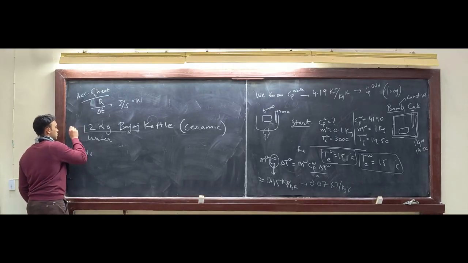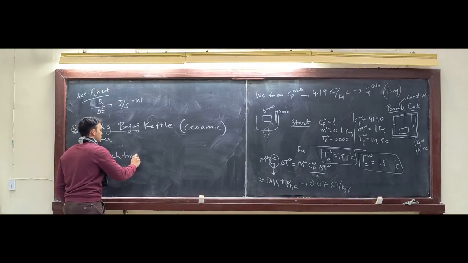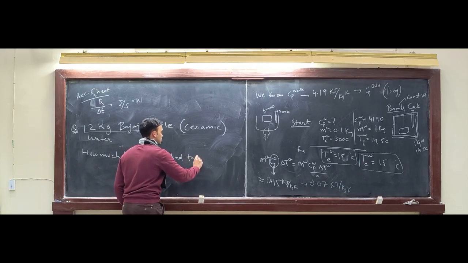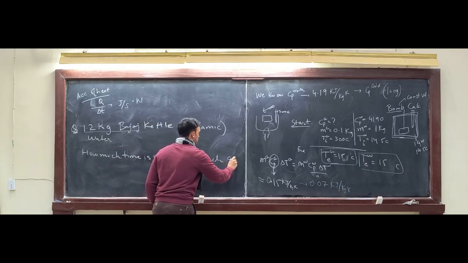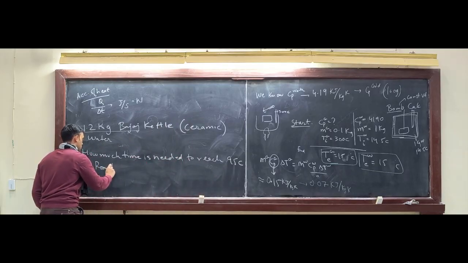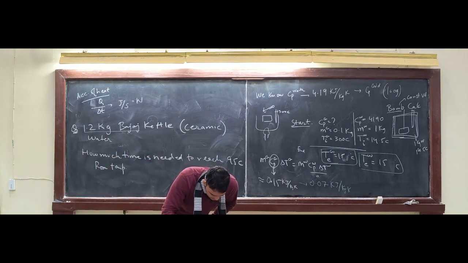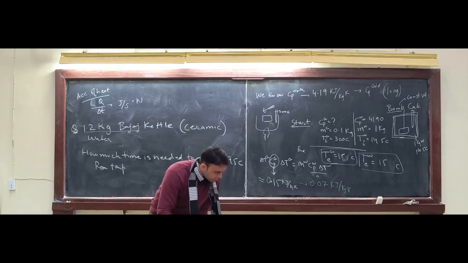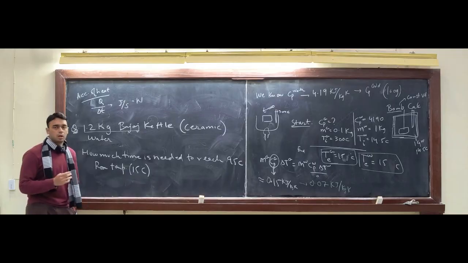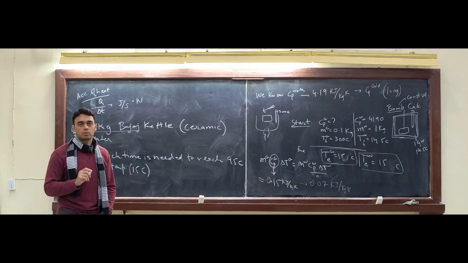So how much time is needed to reach 95 degrees Celsius, and the room temperature in this problem, I'll tell you, in this case is 15, let's say. How would you calculate it? I'll not give you the values because they are anyways a big hint to how to solve the problem.